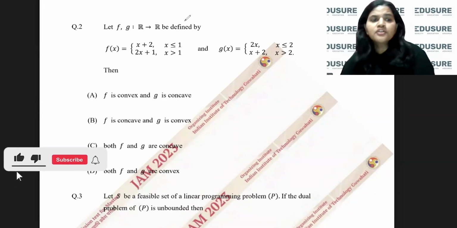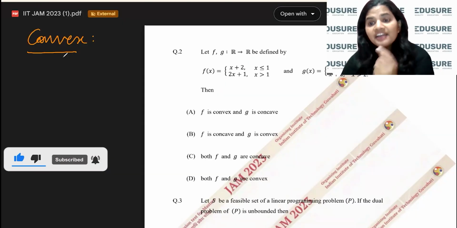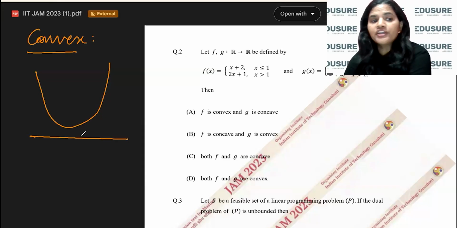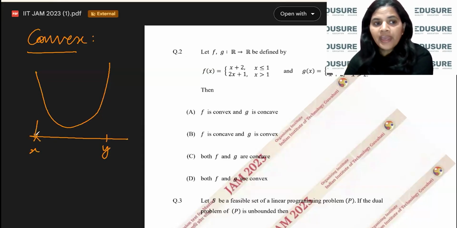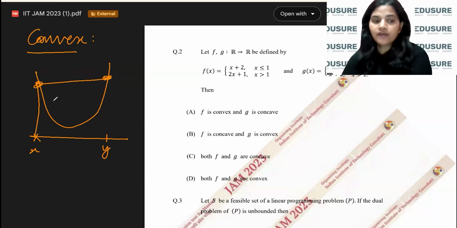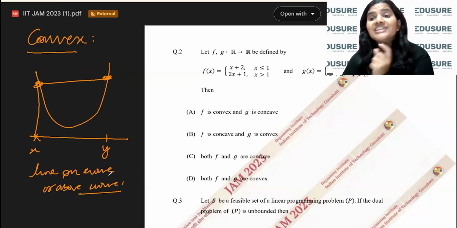ठीक है, so what is a convex function? The most important part. A convex function is a function such that when I draw the graph of the function, okay, and I take any 2 points on its domain. So suppose I take a point x and I take another point y, and then when I look at the images, okay, so the line joining those 2 points on the graph is either on the graph or above the graph. So basically line on curve or above curve. That is the definition of a convex function algebraically.